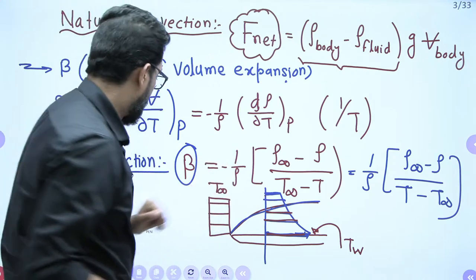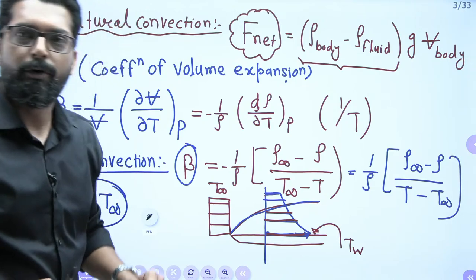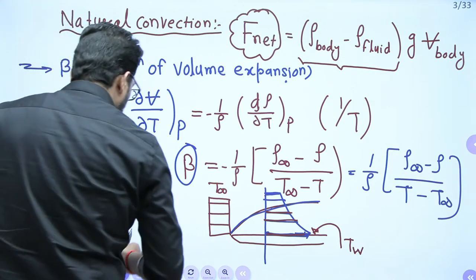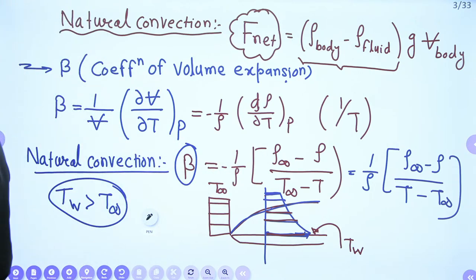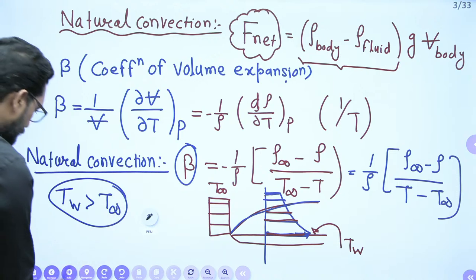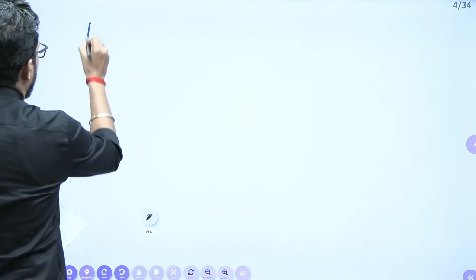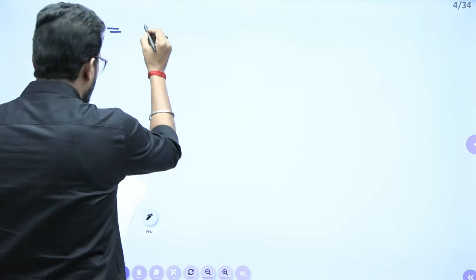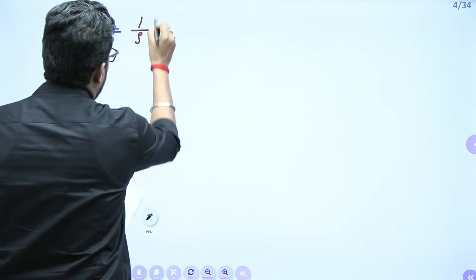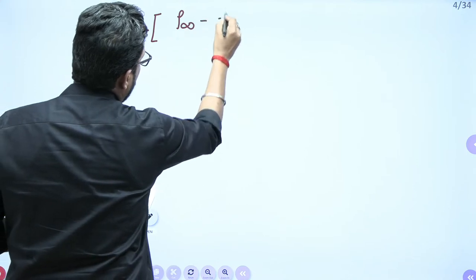So this is your concept. Yes, within the boundary layer. Okay. Now this is your compressibility. Now, beta. In natural convection, see very carefully, what do we think? Beta, the coefficient of volume expansion, beta is equal to 1 by rho times the density of the free stream minus the density of the fluid.